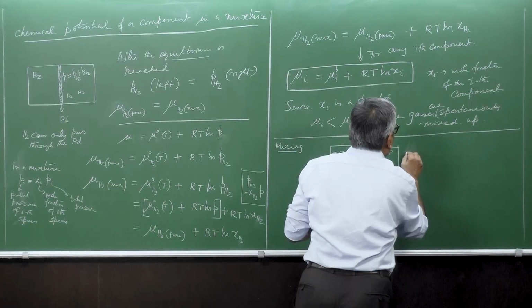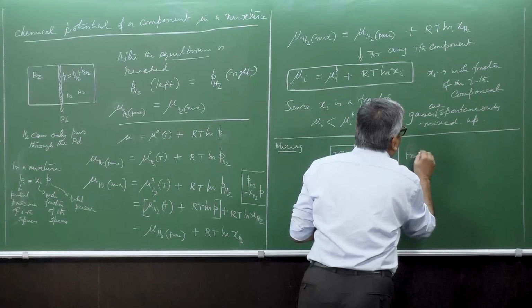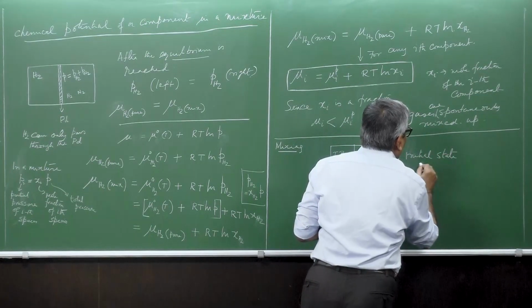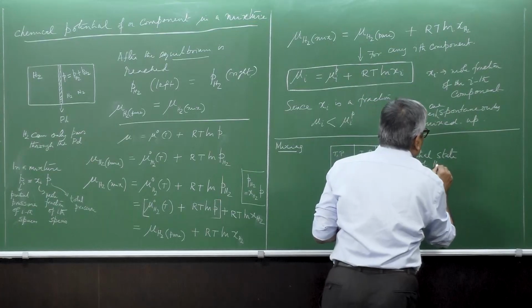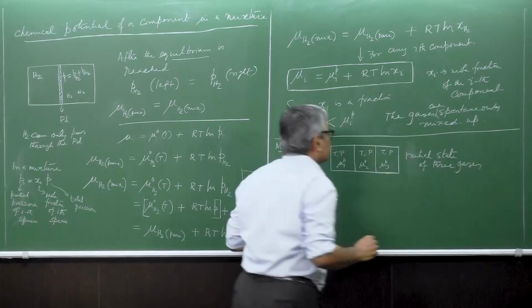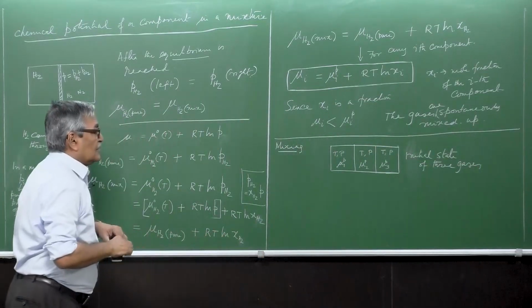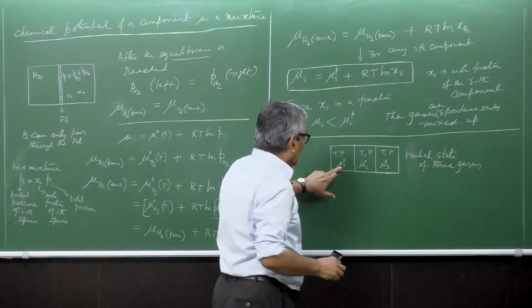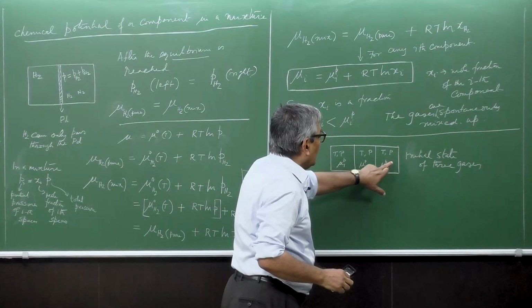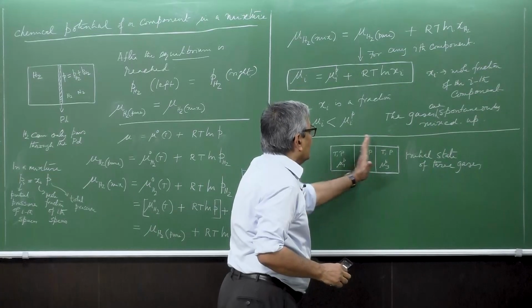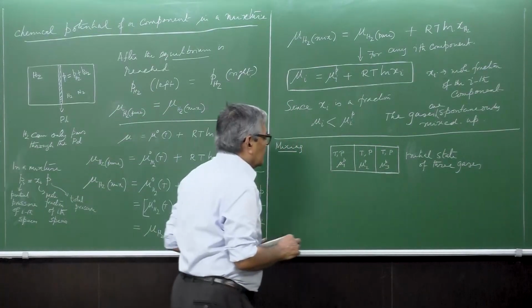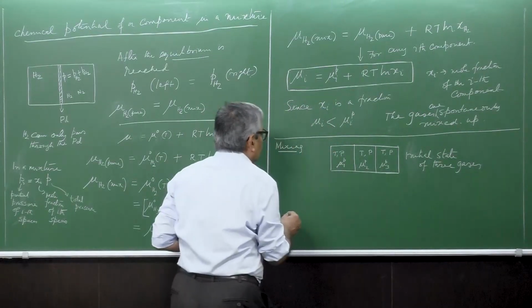So this is the state of 3 gases. This is the chemical potential for component 1, this is the chemical potential of component 2, and the chemical potential of component 3, all in the pure state, and they are kept separate under separate conditions. Now, we mix up.